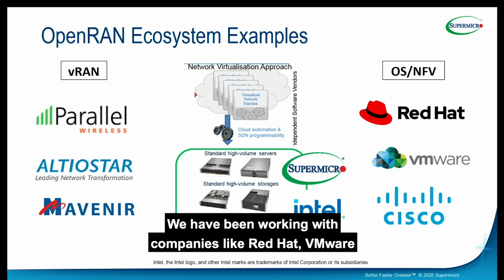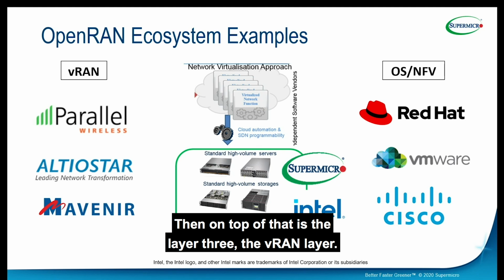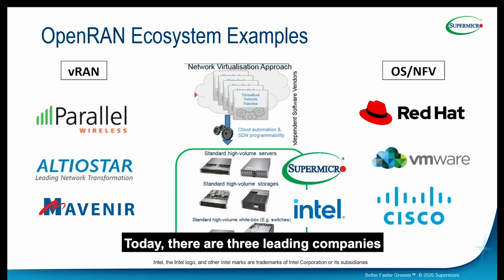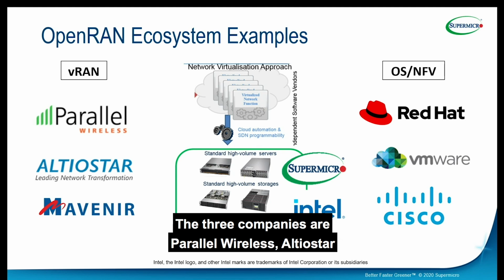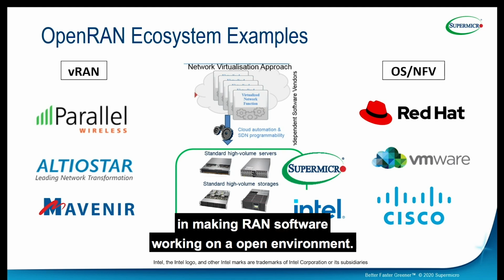We have been working with companies like Red Hat, VMware, or Cisco for this layer. Then on top of that is layer 3, the vRAN layer, where lots of the software innovations happen. Today, there are 3 leading companies working closely together to realize OpenRAN: Parallel Wireless, LTL Star, and Mavenir. They're all US-based companies with years of investment in making RAN software work in an open environment.